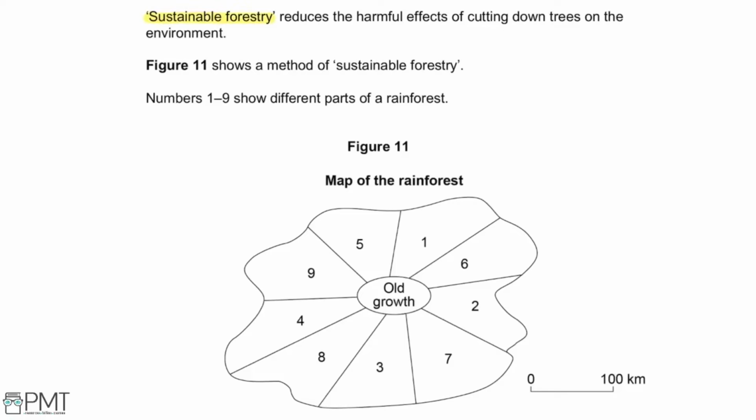Sustainable forestry reduces the harmful effects of cutting down trees on the environment. Figure 11 shows a method of sustainable forestry. Numbers 1 through 9 show different parts of a rainforest. So here is figure 11, it shows a map of the rainforest, and each of these numbers represents a different section.